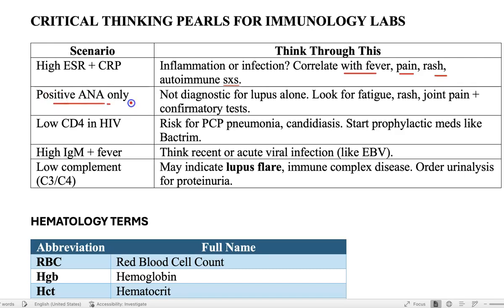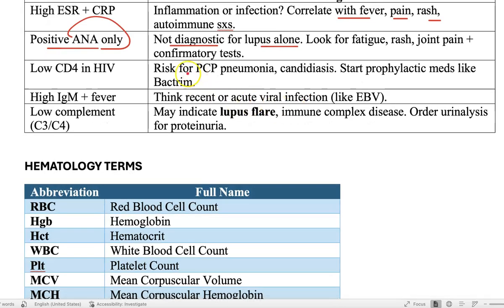What about positive ANA only? It is not diagnostic for lupus alone. You want to look for fatigue. You want to look for rash, joint pain, and confirmatory tests. What about low CD4 in HIV? There is risk for PCP pneumonia, candidiasis. You want to start prophylactic meds like Bactrim.